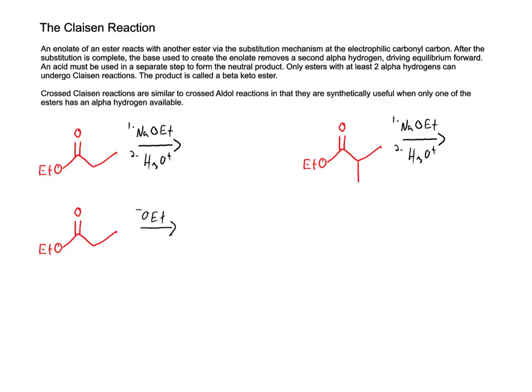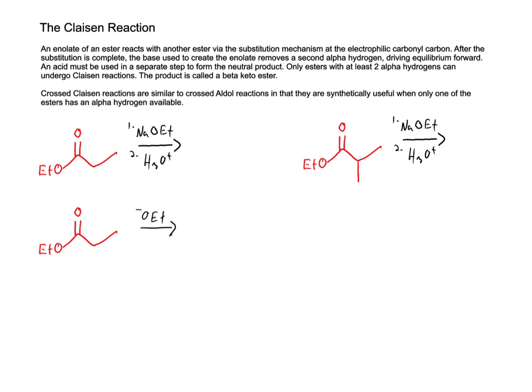Claisen reactions occur when an enolate of an ester reacts with another ester via the substitution mechanism. Remember, aldols are additions. And this, of course, occurs with the electrophilic carbonyl carbon. Now, after the substitution is complete, the base that was used to create the enolate removes a second alpha hydrogen, driving equilibrium forward towards the products. An acid must be used in a separate step to form the final neutral product.